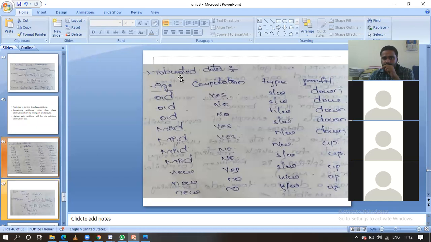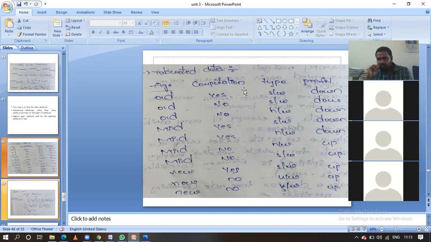For doing this problem guys, first we have to write down the tabulated data. Everyone write down this tabulated data for doing this problem. If you don't have this tabulated data, you will not understand the problem. So everyone please write it down once. No hurry, but understanding is the main important thing. First write down this tabulated data. We're going to calculate the decision tree for this tabulated problem.